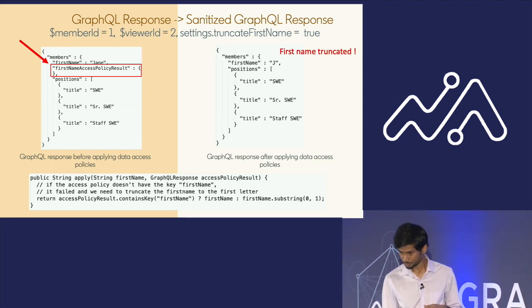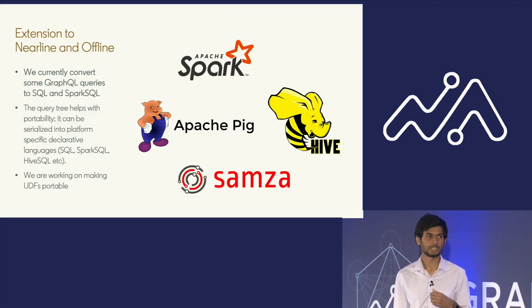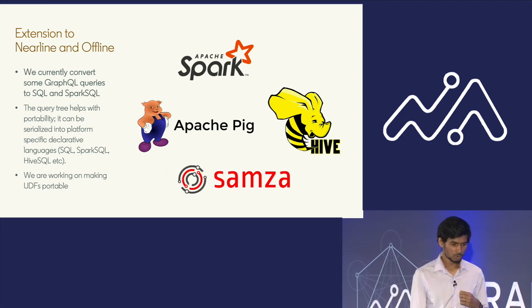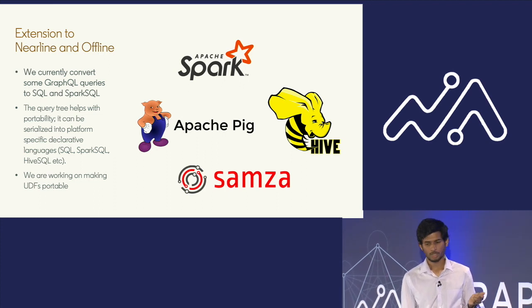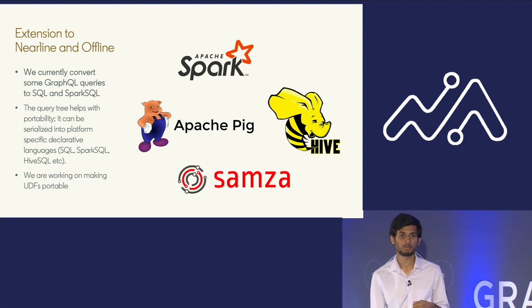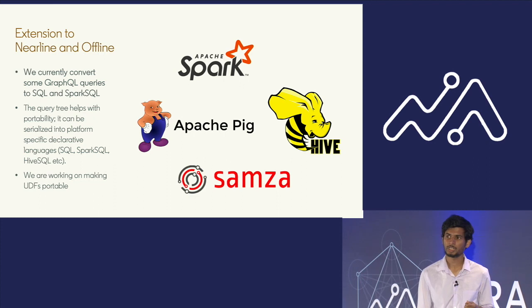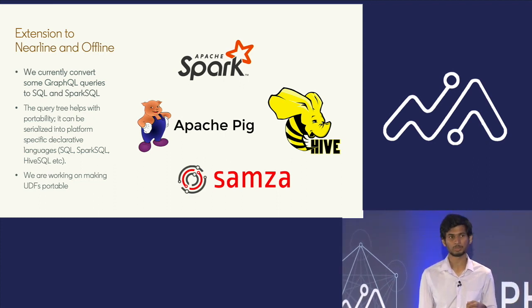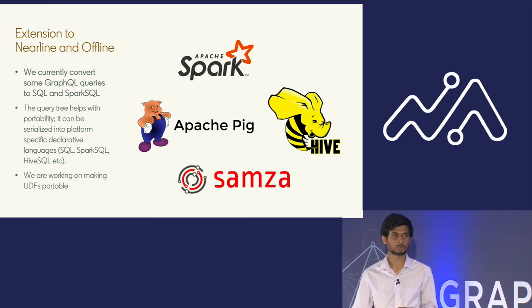So now we come to the question of portability. We have all of these nearline and offline infrastructure that needs all of this data. So we are working on making the UDFs themselves portable because each of these platforms has their own requirements of what format the data should be delivered in, what's performant, etc. But today we can convert some GraphQL queries to SQL and Spark SQL. So what happens is somebody defines a query and all the data access policies, and we can convert that into Spark SQL and run it on Spark.